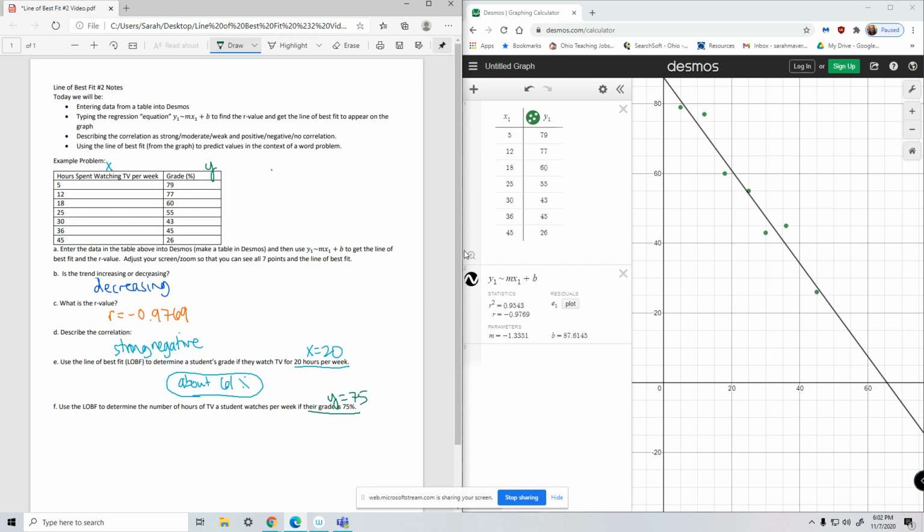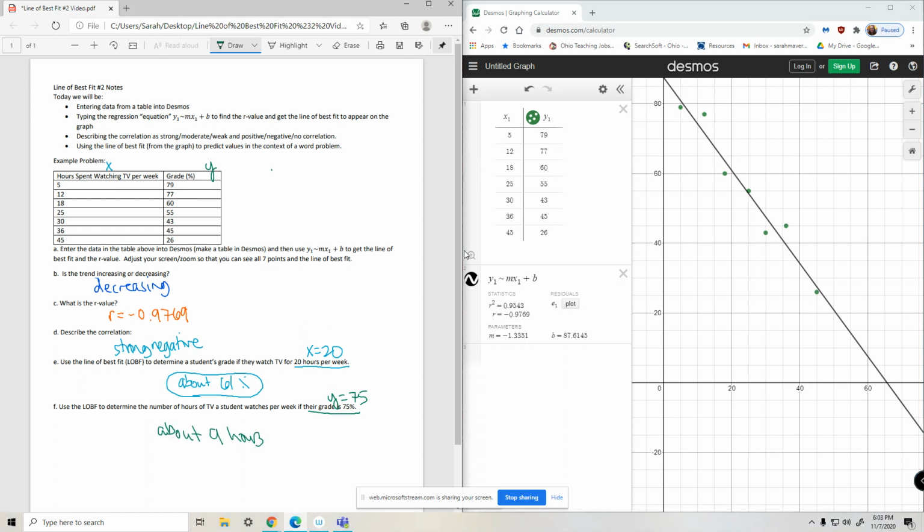When Y is 75, what is my X value? It's just above that second line there. Or sorry, just below that second line there. So right about here, each block here is 0, 5, 10, 15, 20. So I would say that's about 9 hours of TV watching a week.